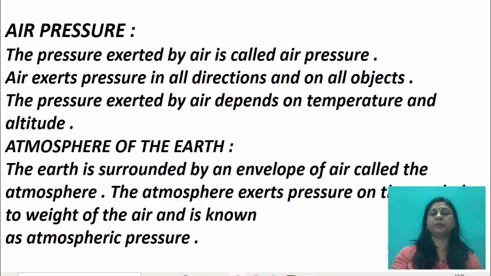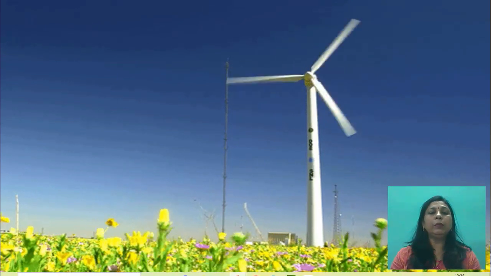Okay. You can see this windmill is working. But how is this working? And you can see the small plants, they are moving because of the air. We cannot see air, but we can feel it. And when the air moves, it is known as wind. You must have studied that moving air is called wind.